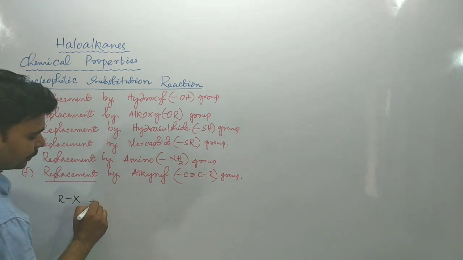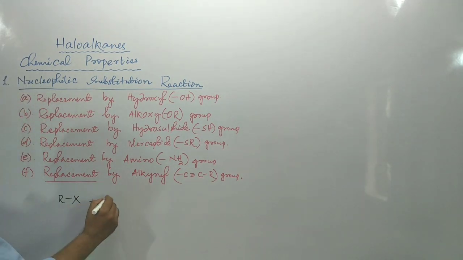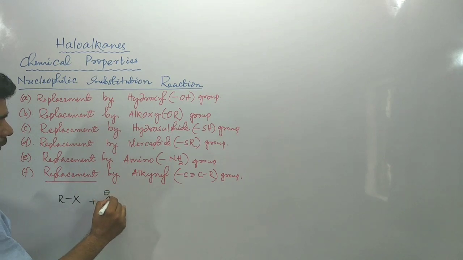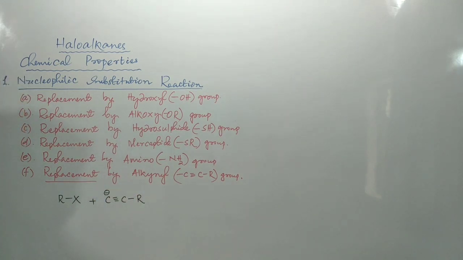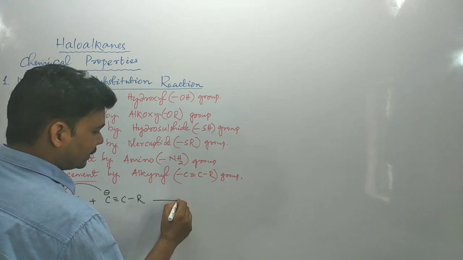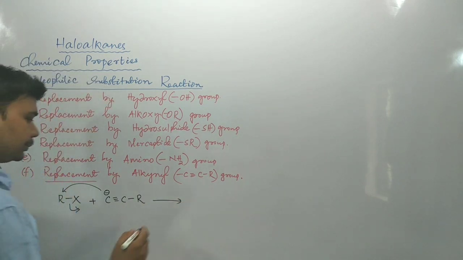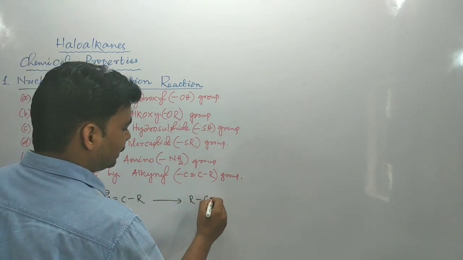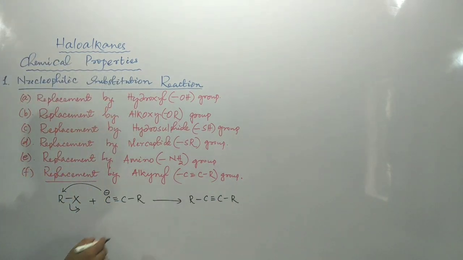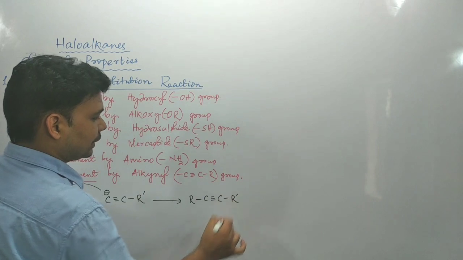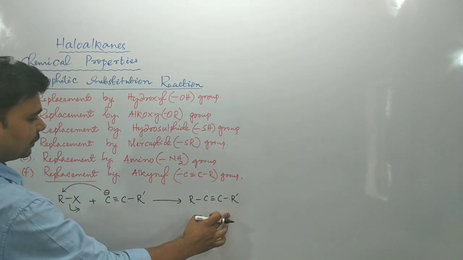When this is given such a type of nucleophile, alkynide ion, this is called alkynide ion. When this is the nucleophile, it will approach this carbon containing the halogen. This halogen will leave. As a result of nucleophilic substitution reaction, we will get RC triple bond CR. Let us mention one R as R dash. Then this would be our product.